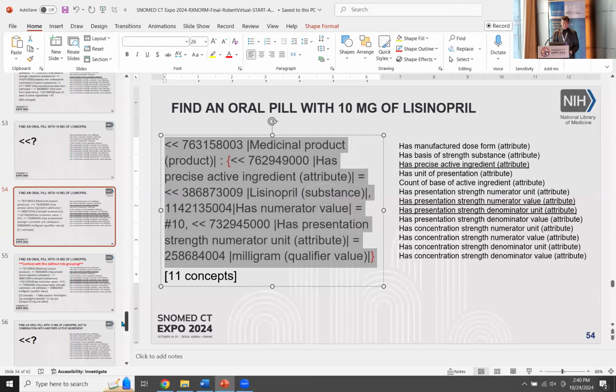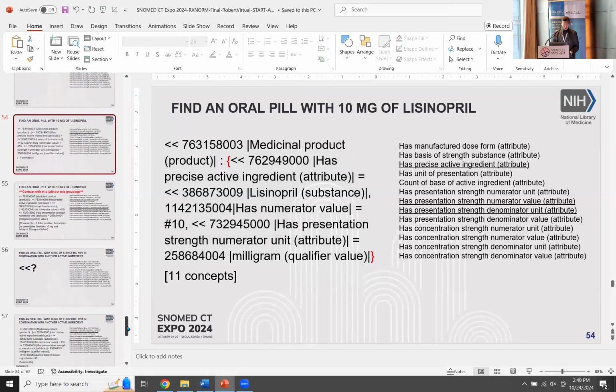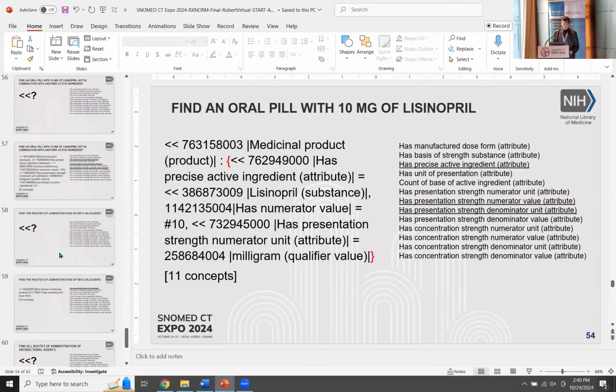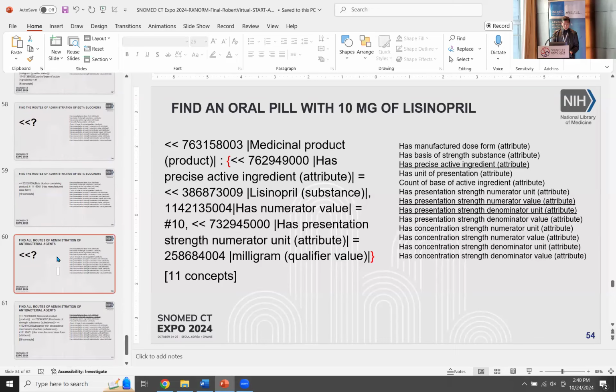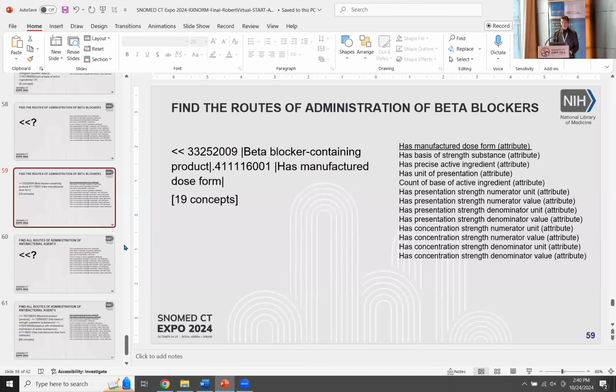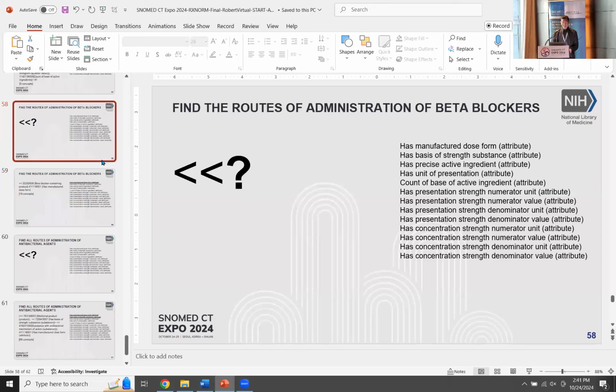Okay, so I think I'm running a little bit over, so I'm going to jump to the final example, maybe, because I want to showcase the use of the dot notation, which is a very useful way to find the attribute values, right, instead of the concepts.